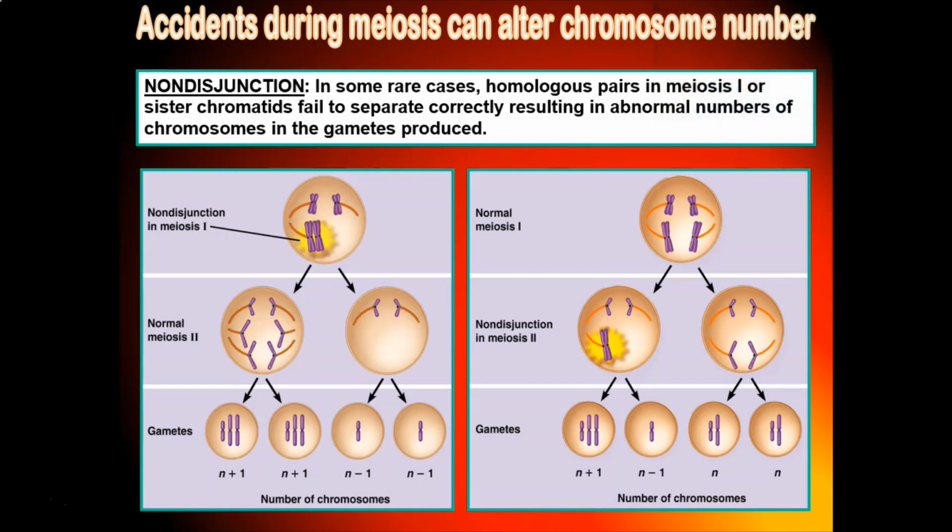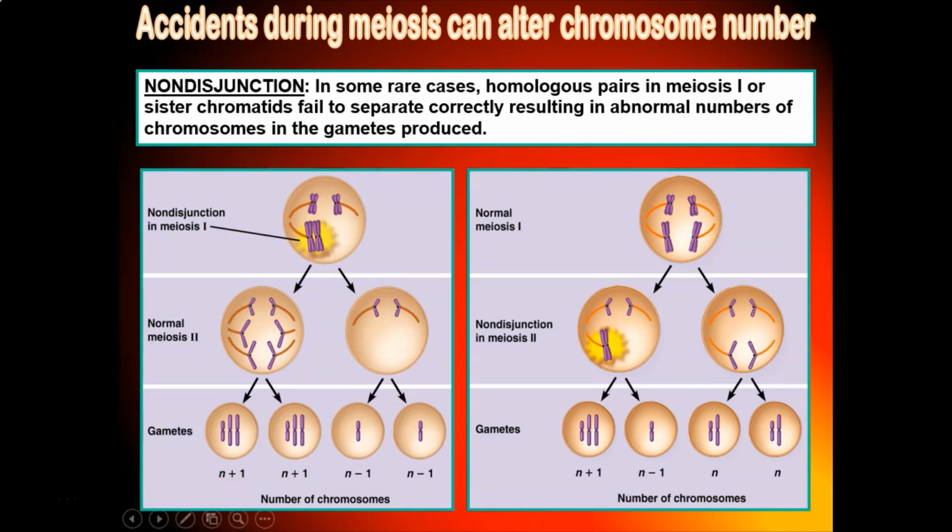Okay, here you can see nondisjunction, fails to come apart correctly, right? And in this case, instead of the homologous pair separating in anaphase 1, whoa, they stayed together on this side, and now look what happened. Well, this cell in meiosis 2 now has an extra set of chromosomes, and this one is missing a chromosome. Oh boy.